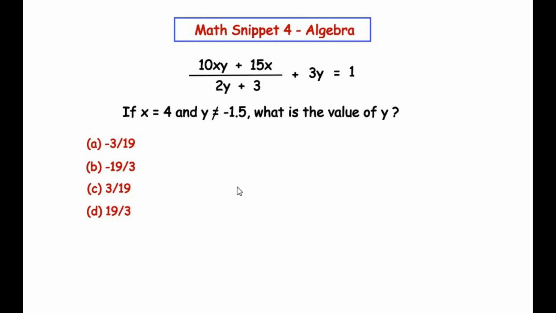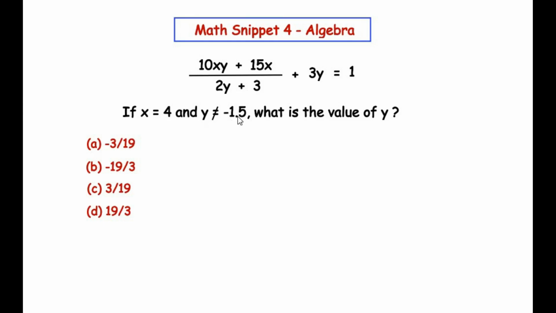In this video we are going to solve a competitive math exam question based on algebra. We can see that an equation is given and it has been mentioned that if the value of x is 4 and the value of y is not equal to minus 1.5, what is the value of y? Now in this equation we have to plug in the value of x as 4 and then we have to get the value of y. But it is also mentioned that y should not be equal to minus 1.5.